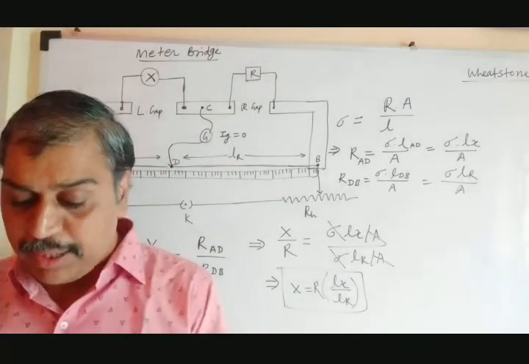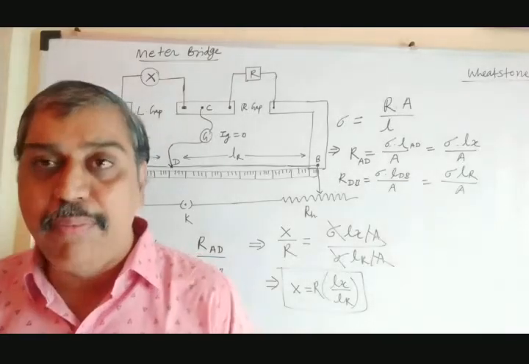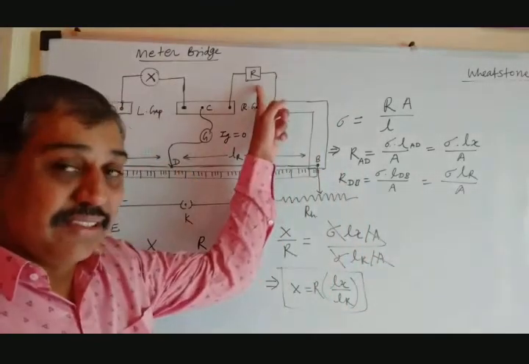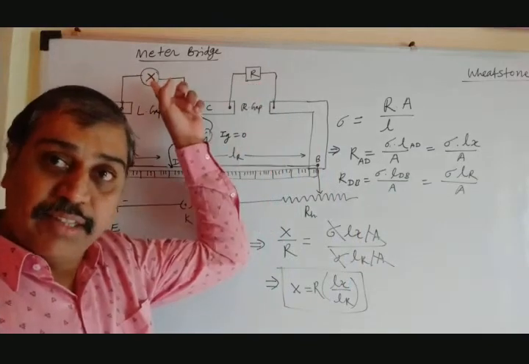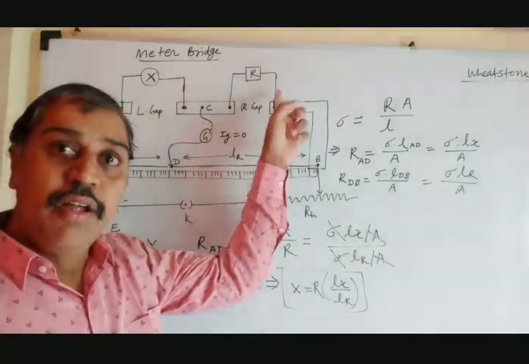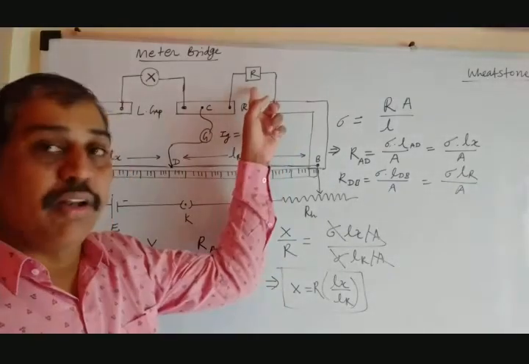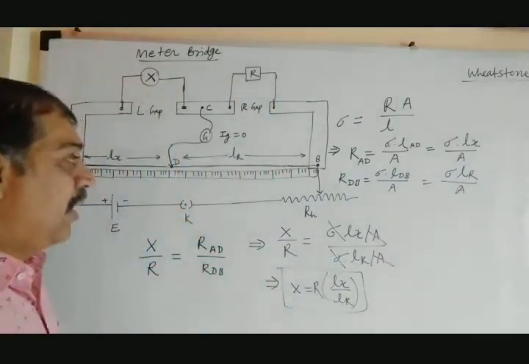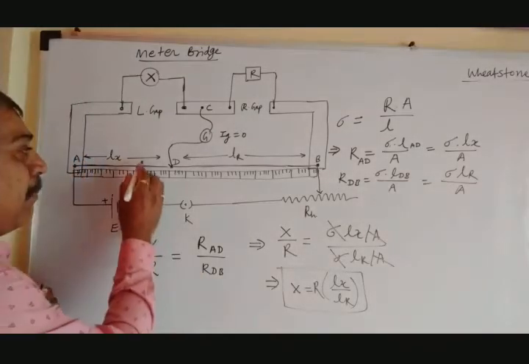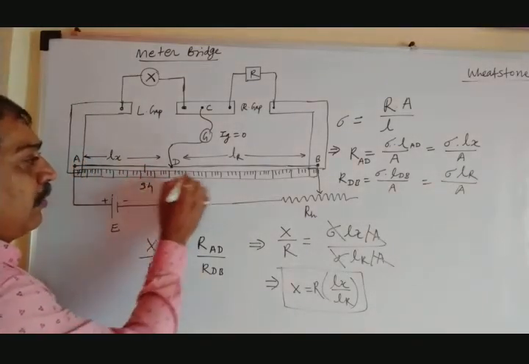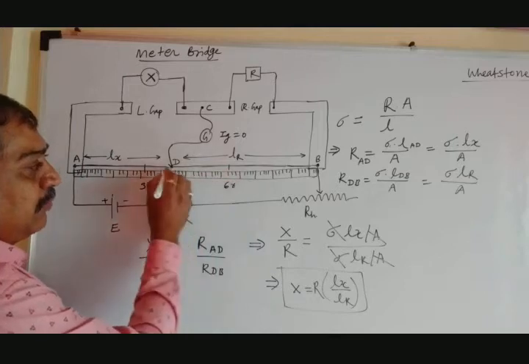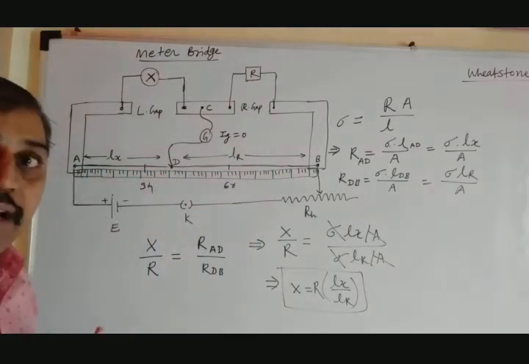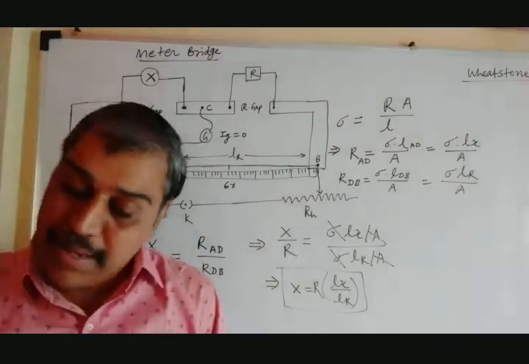Further, to minimize the error, the value of R is adjusted. We are changing this R; we can't change this X, which is fixed and is what we want to find out. So R is a known variable resistance. Change the known variable resistance such that the null point is always obtained between 34 and 66. This null point D should not go beyond this, it should not go below this. Then and only then can the error be minimized.